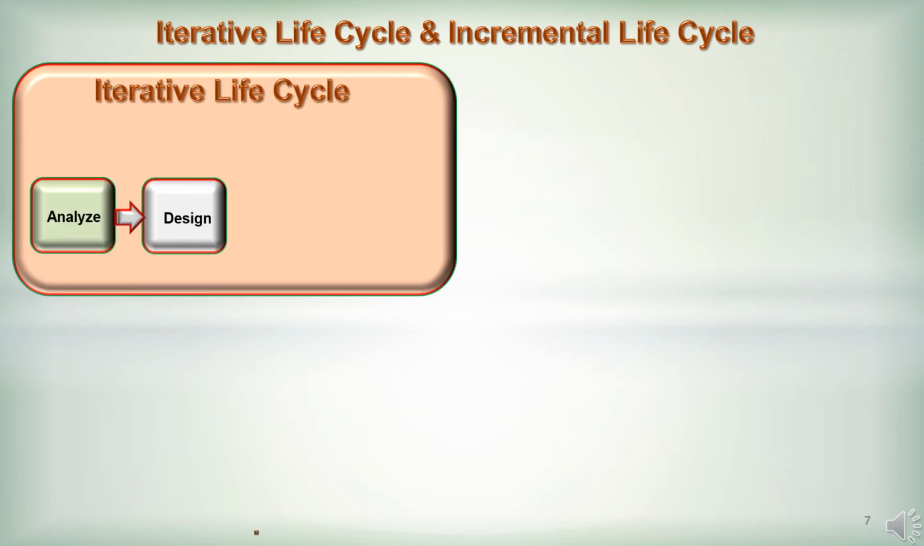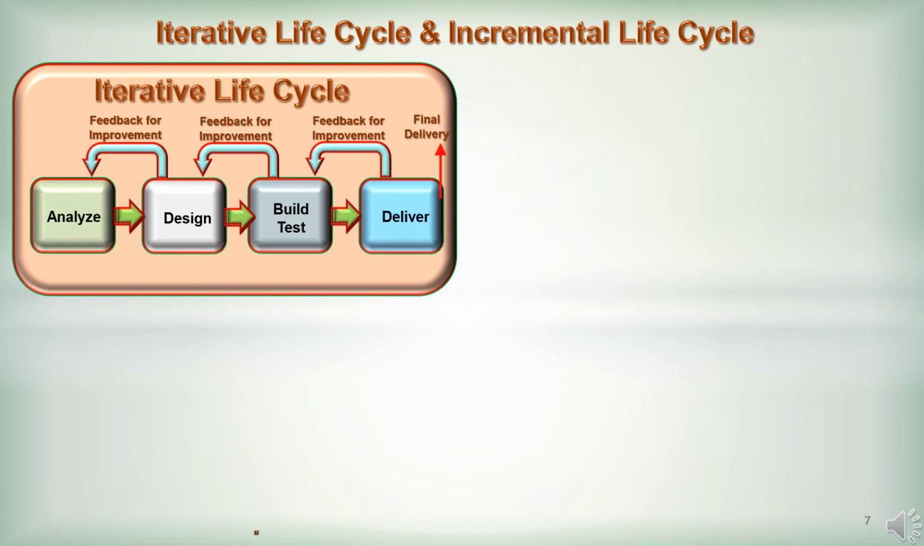Iterative life cycle and incremental life cycle. Iterative life cycle. If we need any feedback for any change or improvement or correction, it comes from the successor phase to the previous one. We make iterations. Multiple iterations are made to deliver correct deliverables at the end.